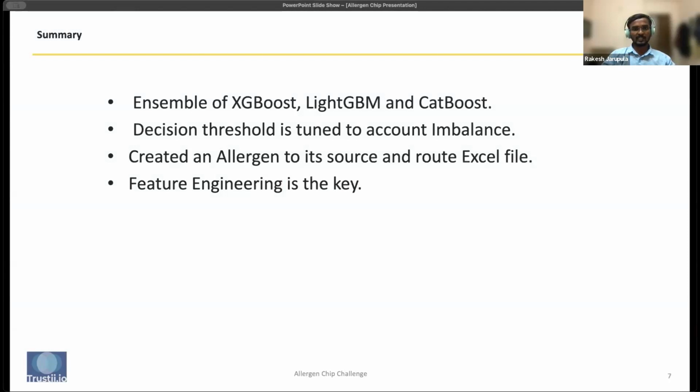Quickly about the solution which I presented, it was a simple ensemble of tree-based models, especially XGBoost, LightGBM, and CatBoost. For the final prediction, I did the post-processing as the previous winners suggested, like tuning the threshold for predicting whether the patient has a certain type of allergy or not. And I created a simple allergy to source and route map so that I can aggregate different allergen proteins to create new features relevant to the task at hand. In this competition, I would say feature engineering is the key, and that helped me a lot during the inference time.